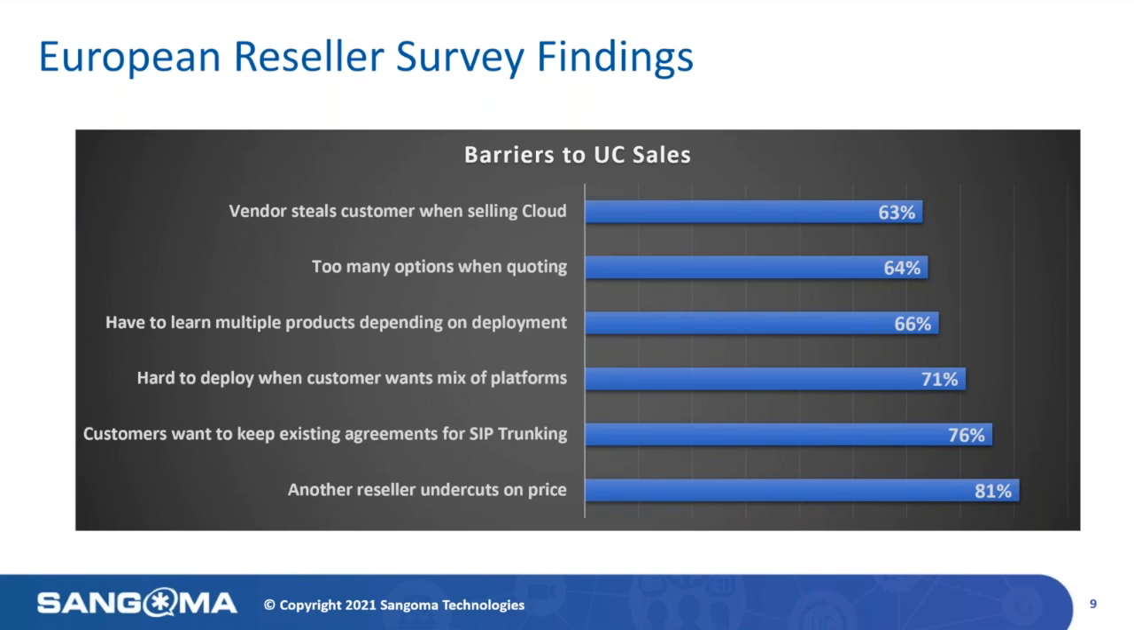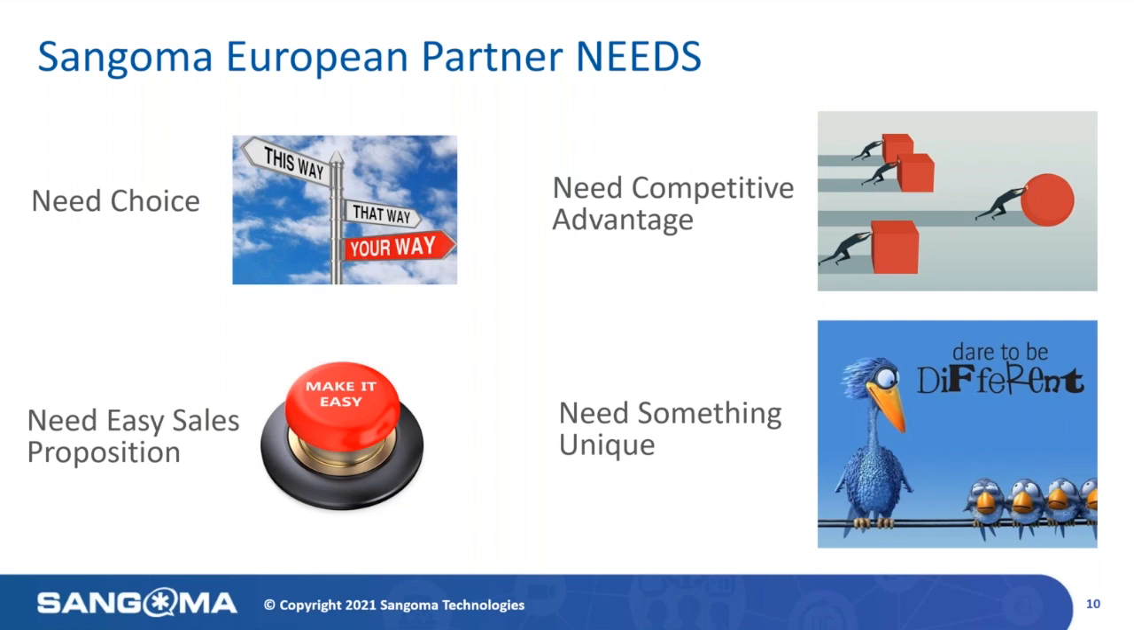Now, those are the barriers we found, and from that, this is what I think you guys want from us. You want choice. You want to be able to offer a choice to all of your customers, not be locked into one product or solution. And you need the competitive advantage, so you're not undercut on price. If you've got that edge, then you need to be able to be unique on that.